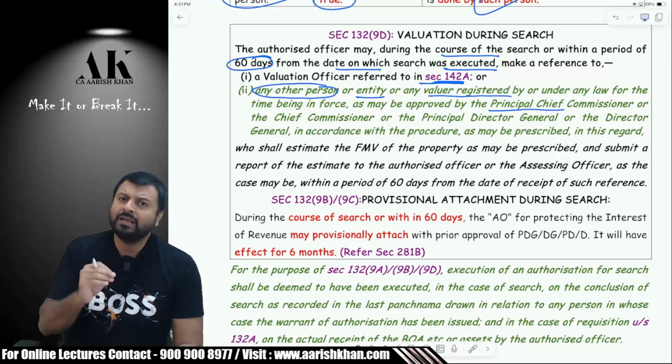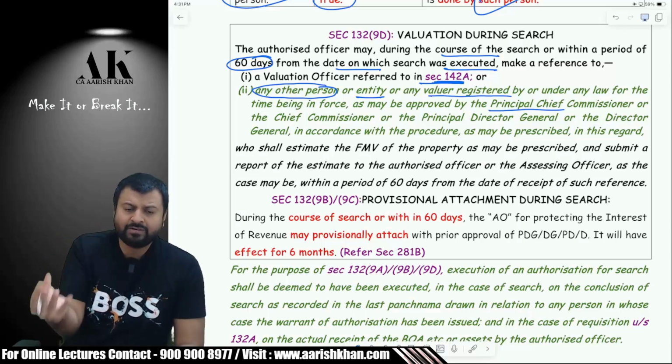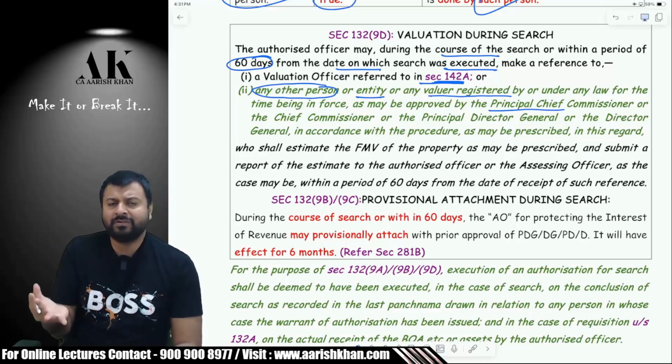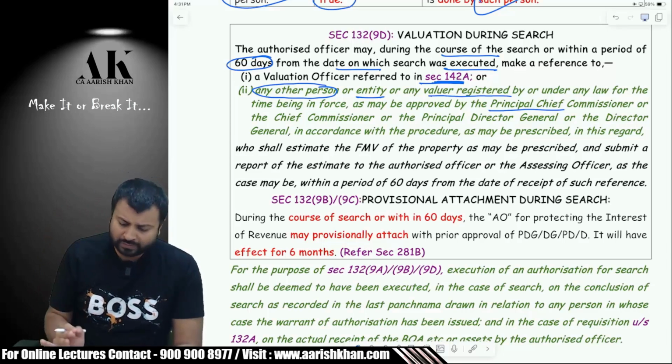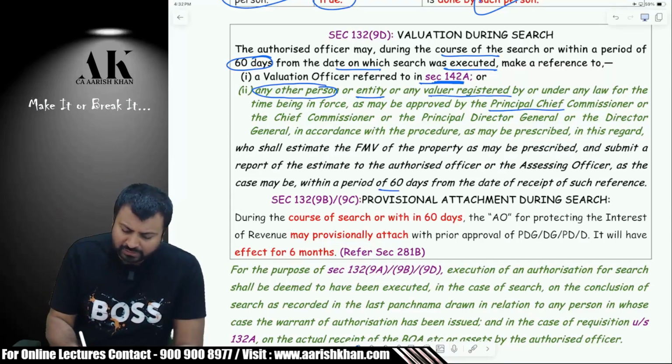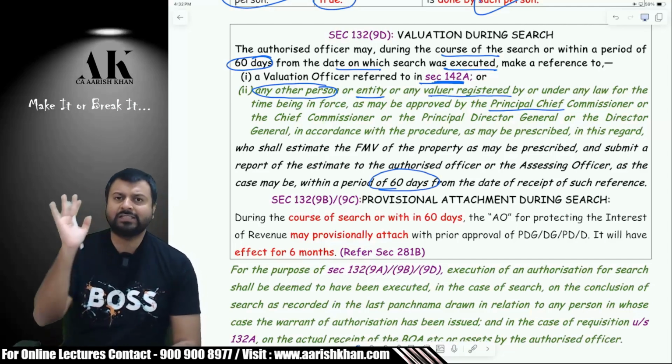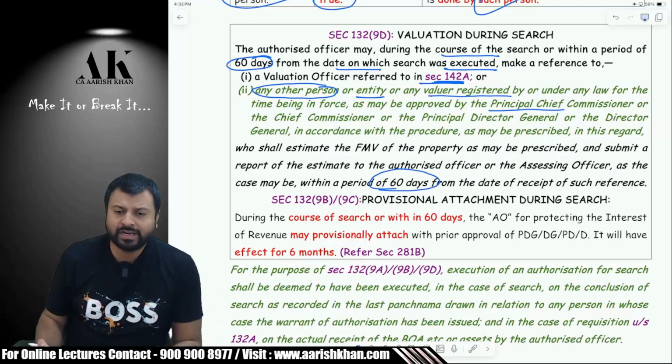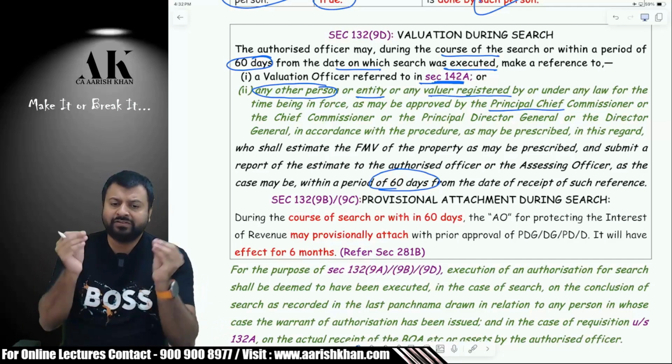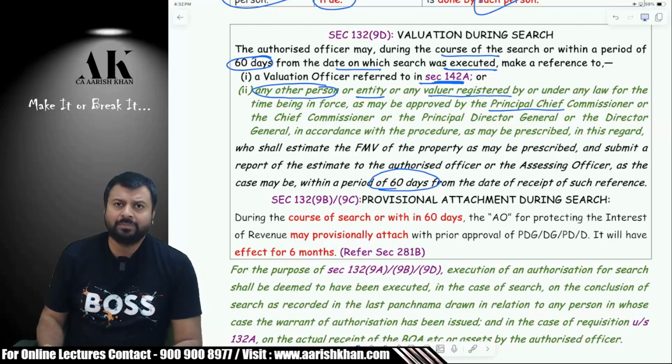So these people will make one organization, one entity will be formed, one person will be formed, which will be working like what? Like a valuation officer. Okay. Then the valuation officer has to submit this report within how many days? Within 60 days. Within 60 days from the date of receipt of such reference, the valuation officer will submit the report to the department.